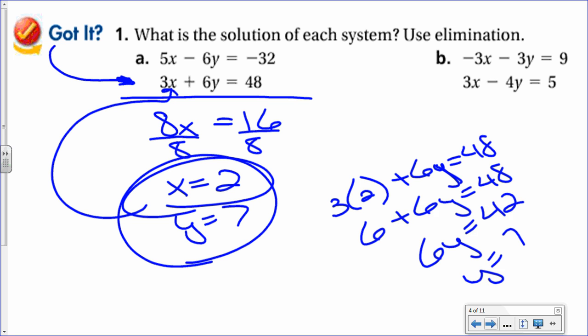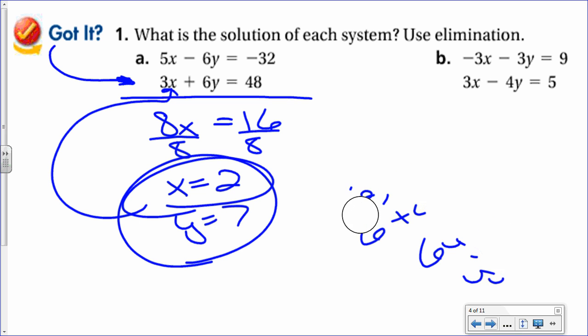Now I'm going to erase this part over here so we can just take a look at B. I'm not going to finish it, though. Now, in the last two problems, the y eliminated. I just want to make sure you guys know it's okay for the x's to eliminate. On letter B, make sure everything is aligned. The letters are on top of each other in the right spots.